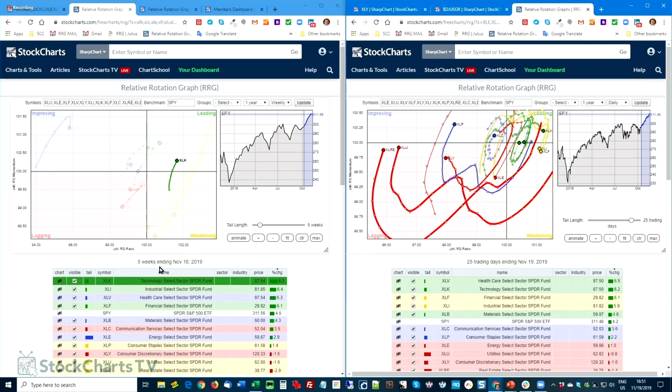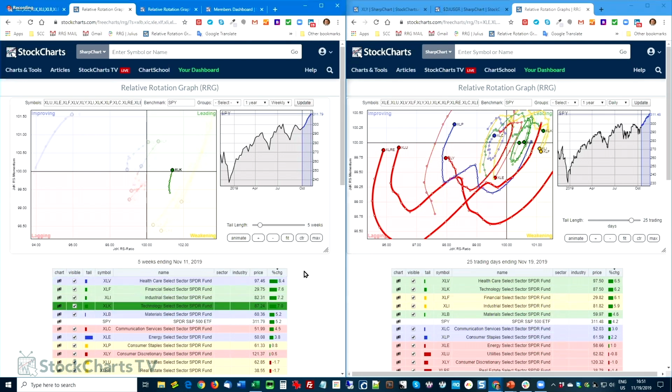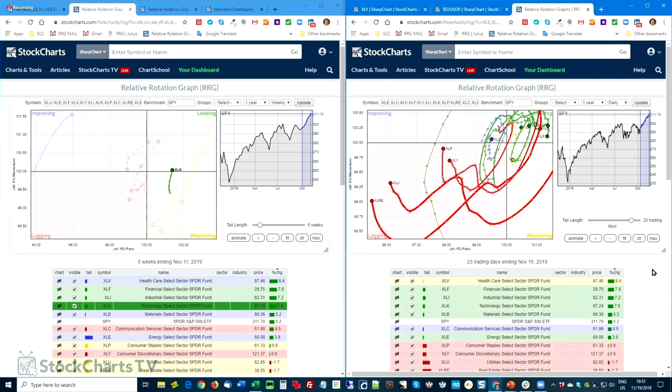Now, these dates, this says weeks ending, but I think we should change that because it's actually weeks starting. So this is the week starting November 18, and this previous week is the week starting November 11, which ended on Friday the 15th. And if we now shift this one back to the 15th, you will see that we have an exact match on the performance figures. So on the Friday of those weeks, these performance figures align.